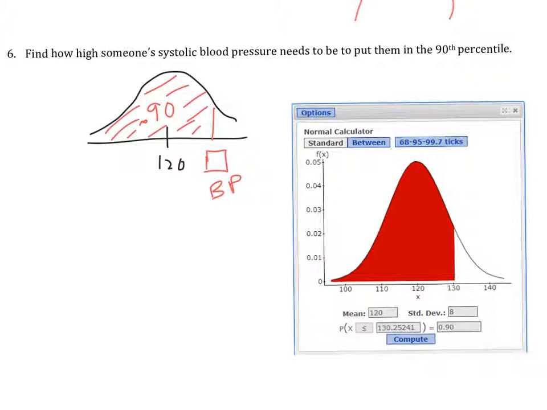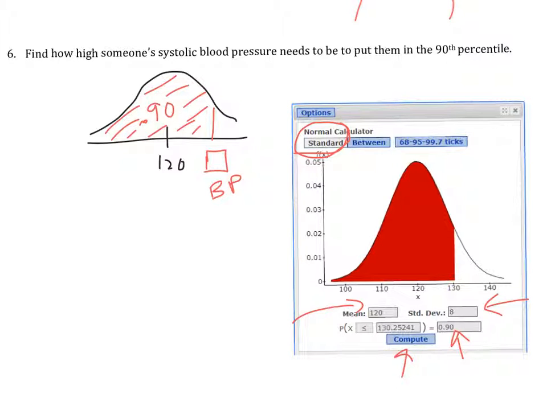Okay, this is easiest to do with StatCrunch. Again, go to StatCalc Normal and open up the app. This time we're going to select Standard, and put the mean in and the standard deviation in. This is a backwards problem in the sense that I'm telling you the shaded area is 90%. So put 0.90 in this box and hit Compute.